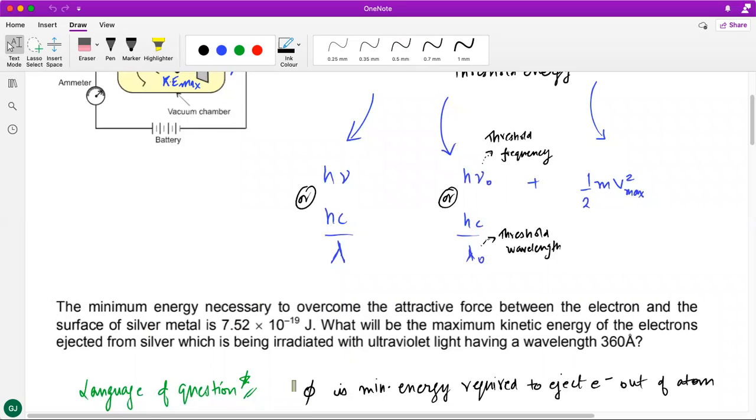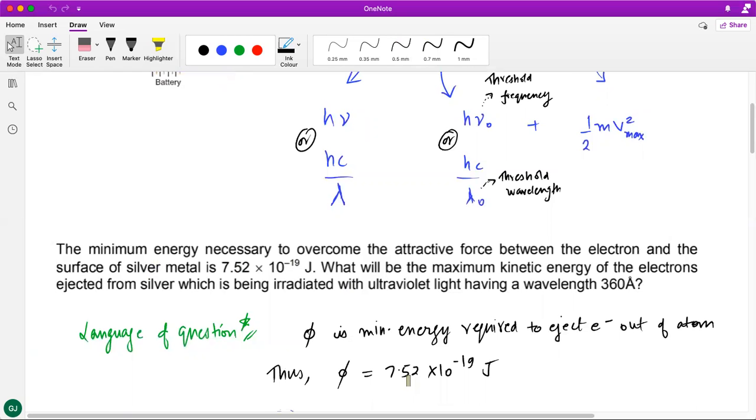The work function was the energy that was required to eject the electron, and that is what this entire first line talks about. So here we get that work function is 7.52 × 10^-19 joules. Now, as a follow-on statement in the question, it is asking about the maximum kinetic energy of the electrons that are ejected, given that the radiation which is falling on the silver metal is of wavelength 360 angstrom.